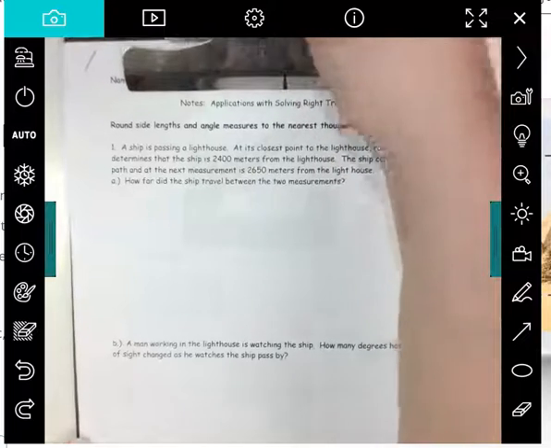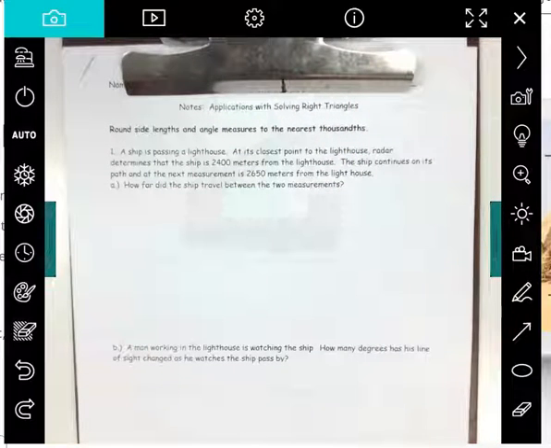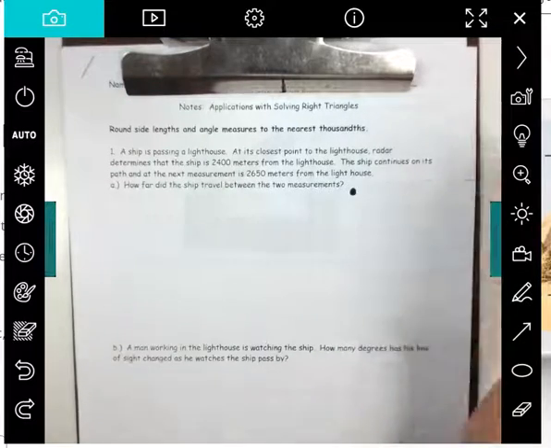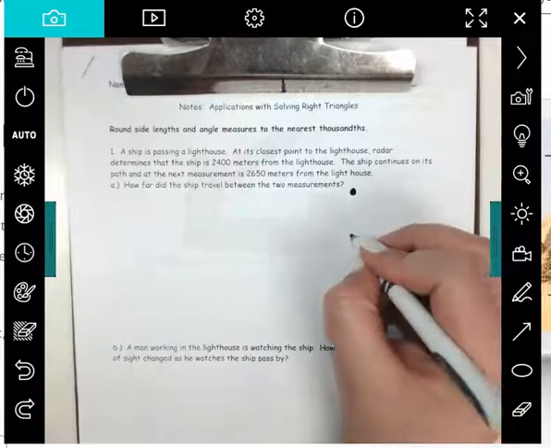So, take a look at your first word problem. It says, a ship is passing a lighthouse. At its closest point to the lighthouse, radar determines the ship is 2,400 meters from the lighthouse. Okay, the ship continues on its path. The next measurement is 2,650 from the lighthouse. So, here's the lighthouse. We'll say it's right here. Here's the ship.